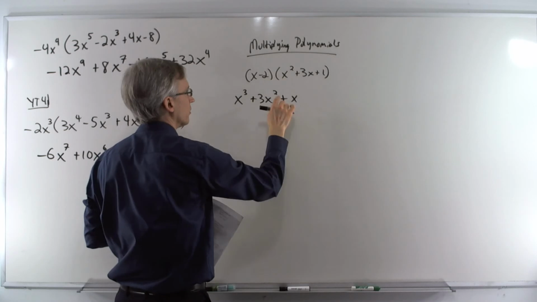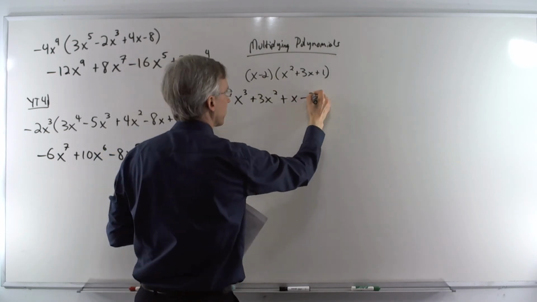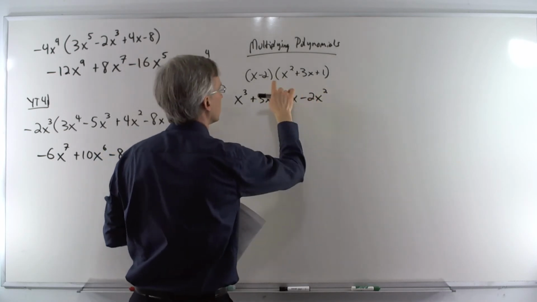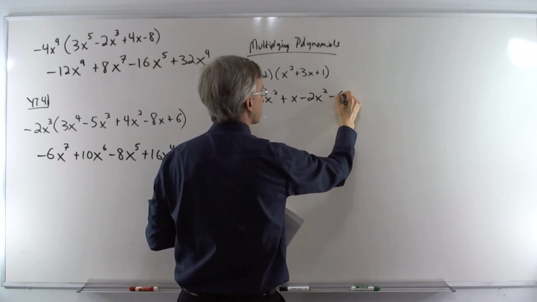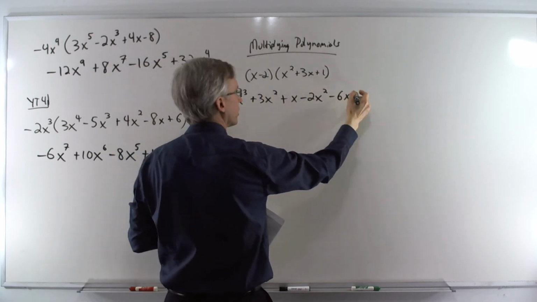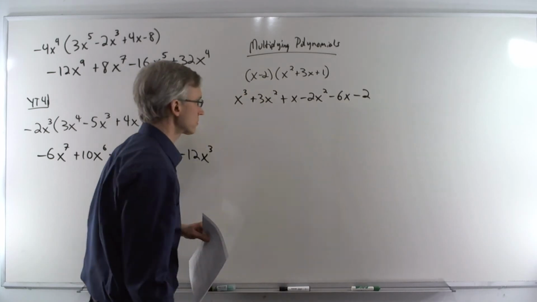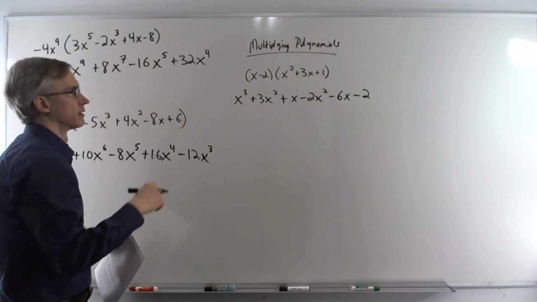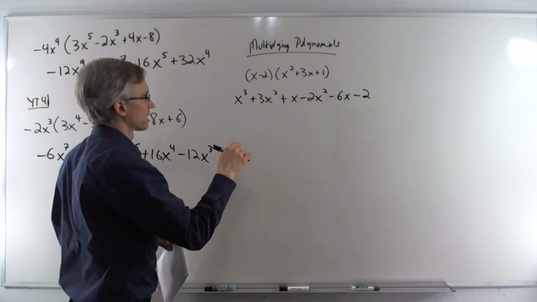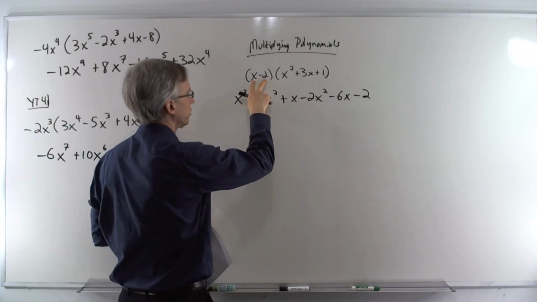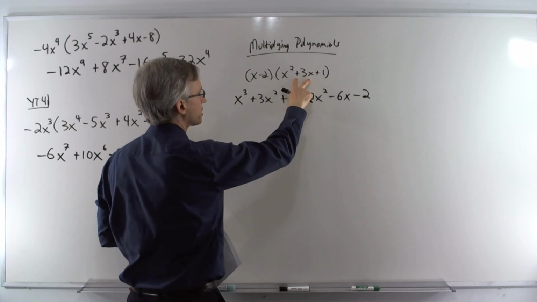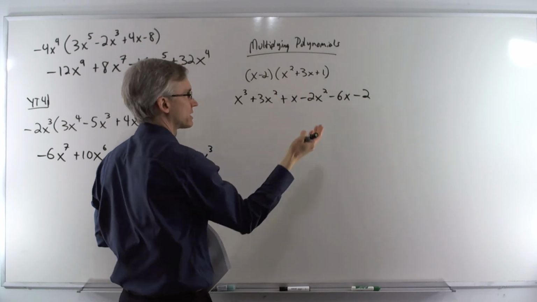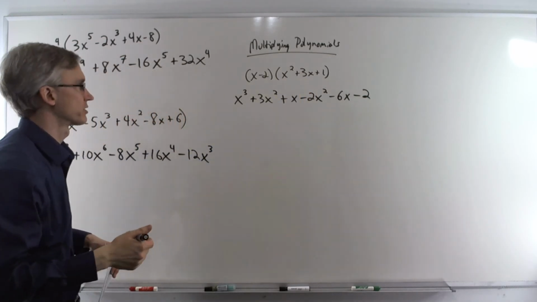Now we'll do the -2. -2 times x squared is -2x squared. -2 times 3x is -6x. -2 times 1 is -2. Now notice that we have 6 terms. We should have 6 because what we can do is take 2 terms here, 3 terms here, multiply them together. 2 times 3 is 6. So we should have 6 terms.